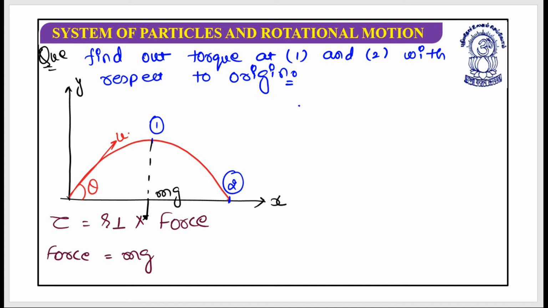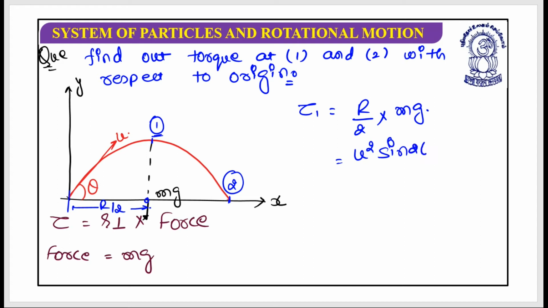So when I say torque due to 1, I can observe very easily that this is R by 2. This is half of the range. So torque 1 is range by 2 multiplied by force. Now, if the options have given something like this, you can replace the range, which could be u square sine 2 theta by g, into 2, multiplied by mg, and then g could be cancelled out, and all that stuff, whatever has been given in the options.